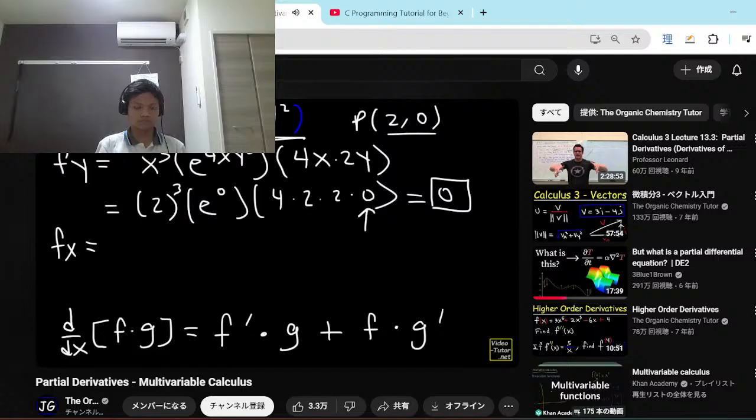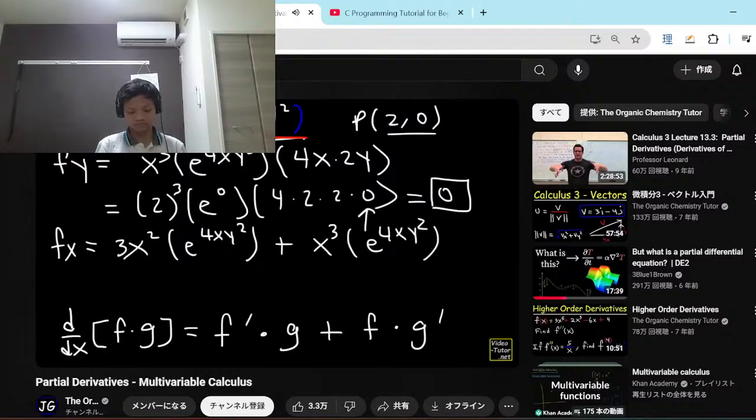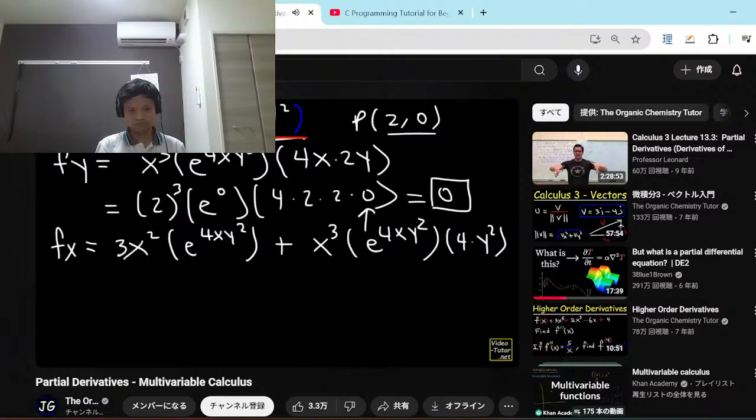So first let's differentiate the first part, x cubed, which is 3x squared, and then we're going to rewrite the second part, we're not going to change it. Plus, we're going to rewrite the first part, x cubed, and then differentiate the second part. So the derivative of e to the 4xy squared with respect to x is going to be e to the 4xy squared, and the derivative of 4xy squared with respect to x is going to be 4 times y squared, where y squared is a constant. So because the variable x was in both parts, we have to use the product rule.